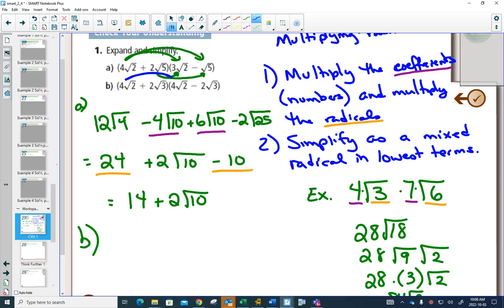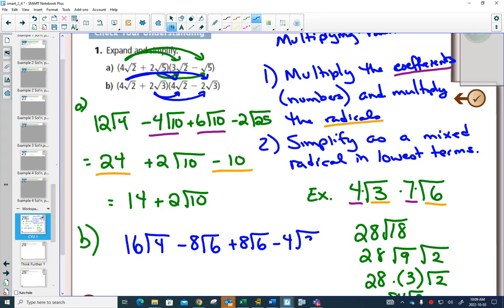Okay, so we look at part B. Change the colors up here. I'm going to have to multiply these two together, these two together, these two together, and these two together. So for part B, 4 times 4, that would be 16. Root 2 times root 2, root 4. 4 times a negative 2 would be negative 8. Root 2 times root 3, root 6. 2 times 4 would be 8. Root 3 times root 2 would be root 6. And 2 times a negative 2, negative 4. And root 3 times root 3, root 9.